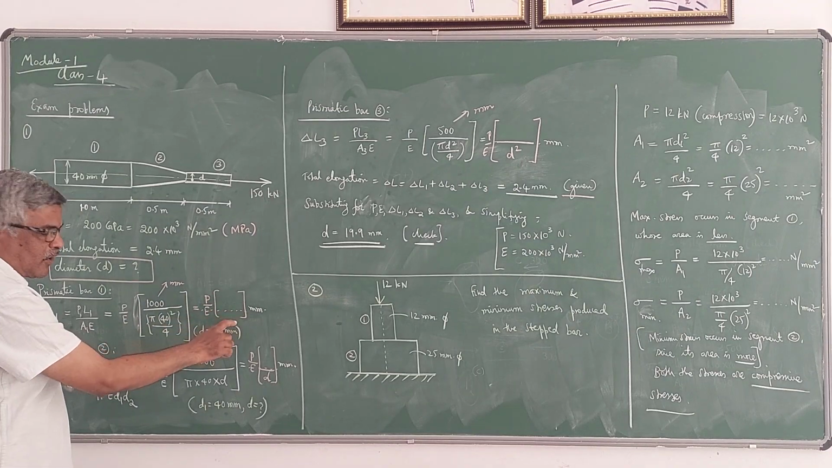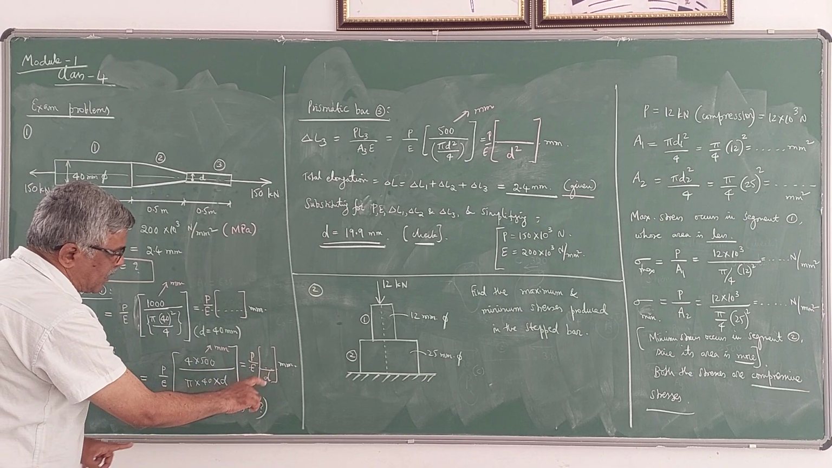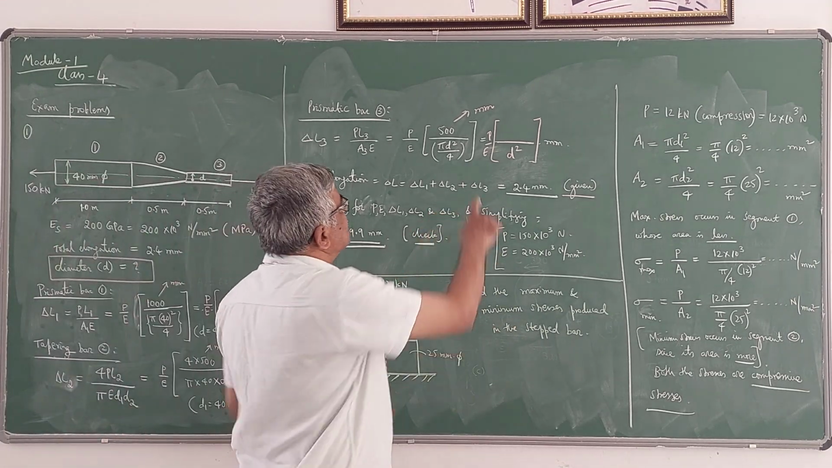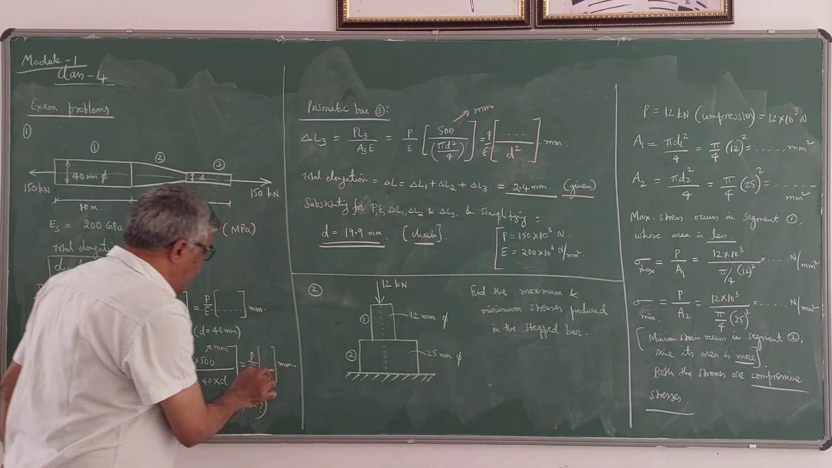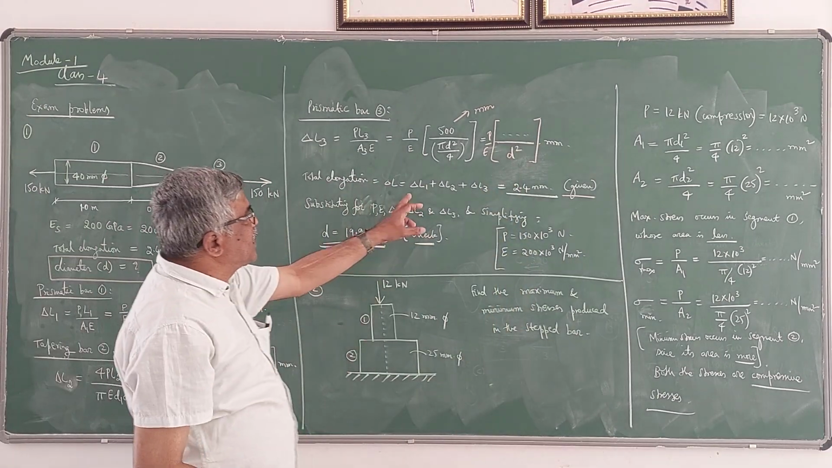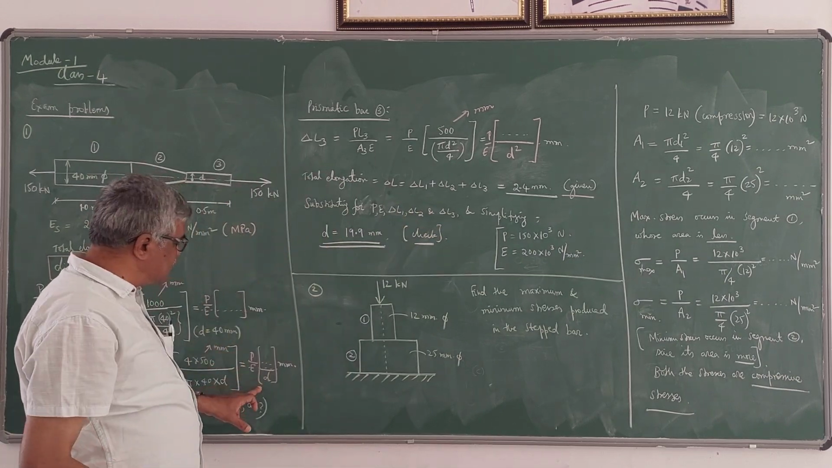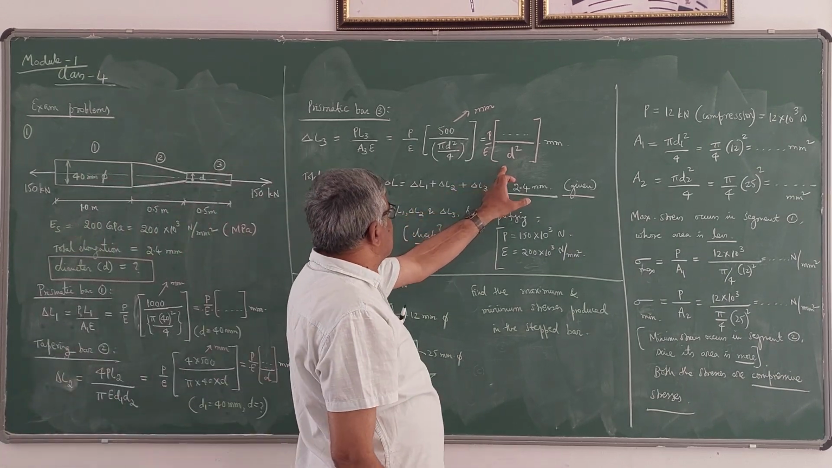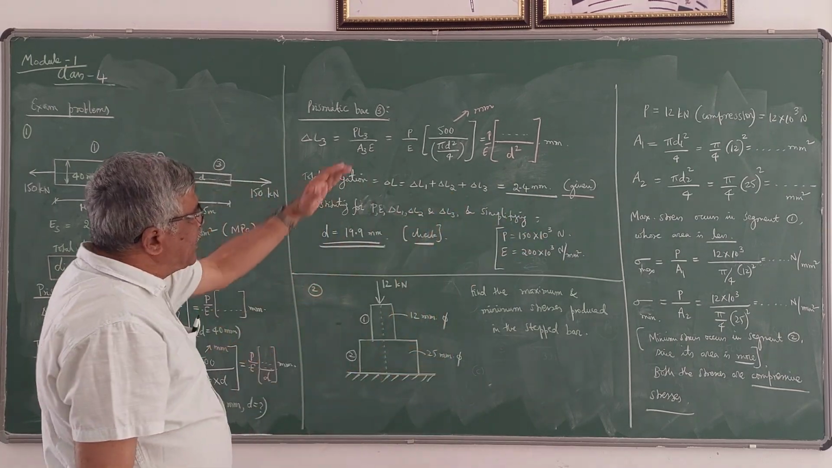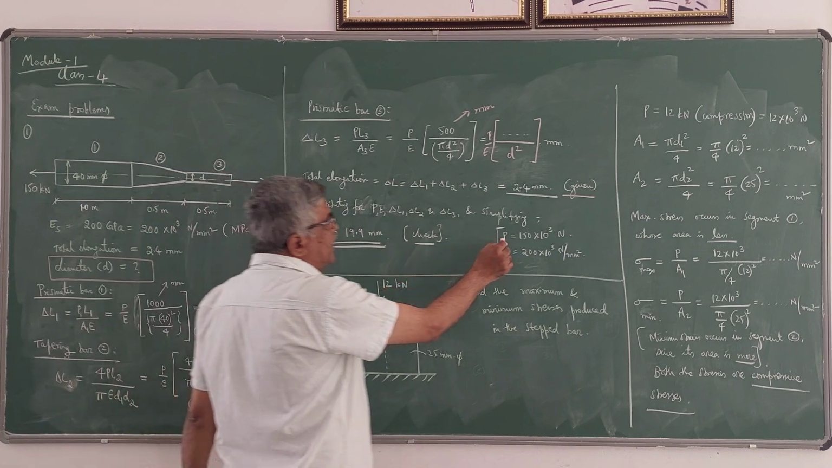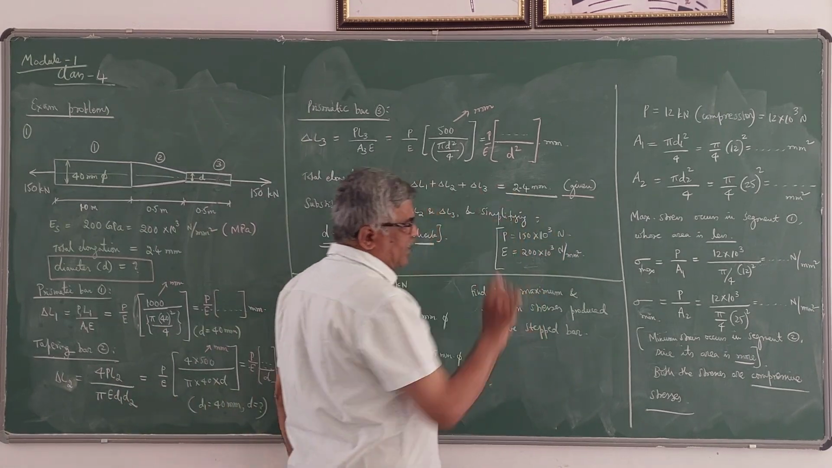P by E into some value are going to get, plus delta L2 is this value, P by E into some value divided by D, plus delta L3 is P by E into some value divided by D square. So once you substitute these here, delta L1 is this, plus delta L2 is this, plus delta L3 is this, is equal to 2.4. So RHS becomes 2.4, and for P and E also you have to substitute. P is 150 into 10 power 3, E is 200 into 10 power 3.